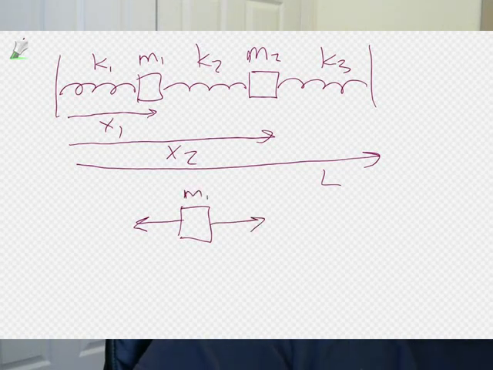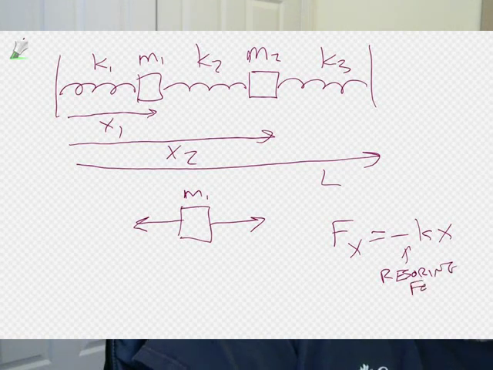Now, Hooke's law. Hooke's law is not just that it's linear. Some of you said, oh, it means it's linear. No, Hooke's law is more than that. Hooke's law says F sub x equals minus kx. Restoring force, right? Hooke's law means linear restoring force. Another way of saying it is that the potential energy is 1/2 kx squared.